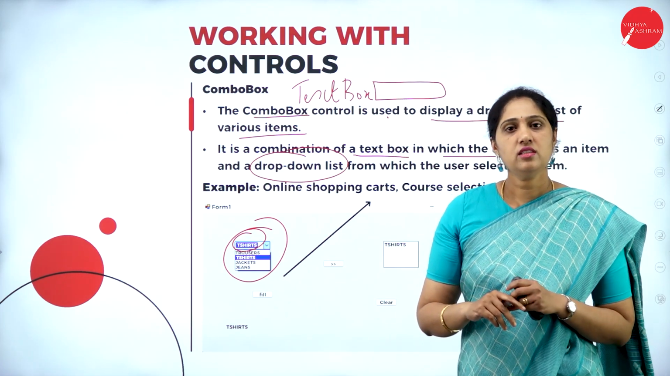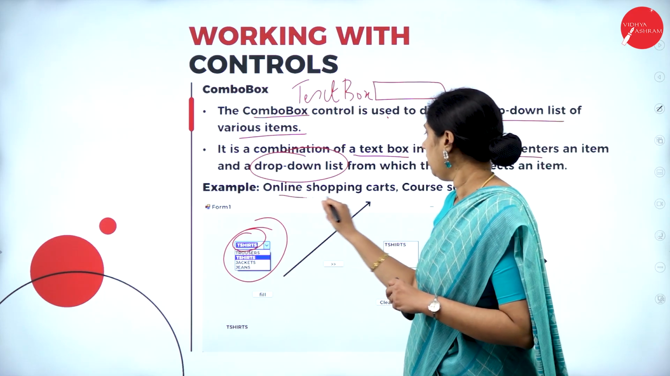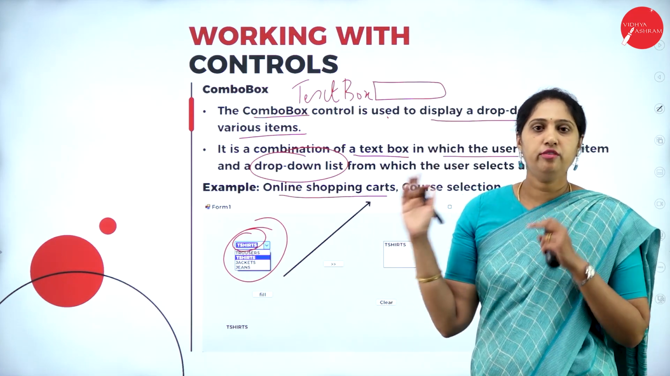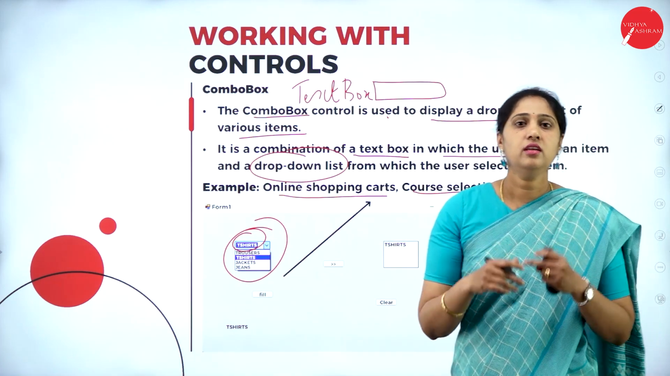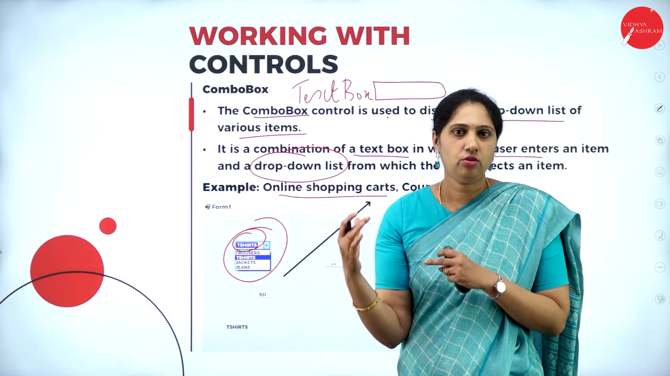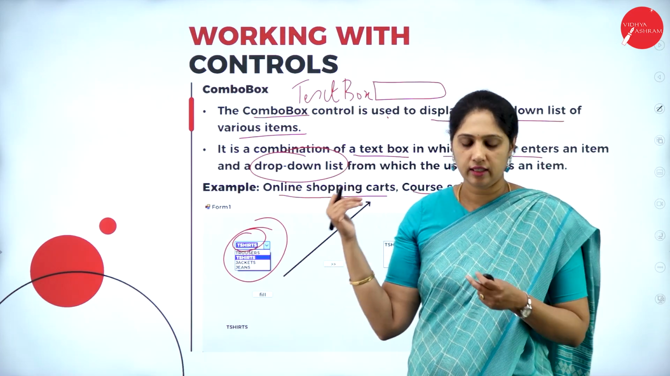So what is an example for a combo box? Online shopping cart. We are very familiar with this. And the course selection. For a particular course, I want to select which course I like. Then it will be dropped down. A particular course I can select.